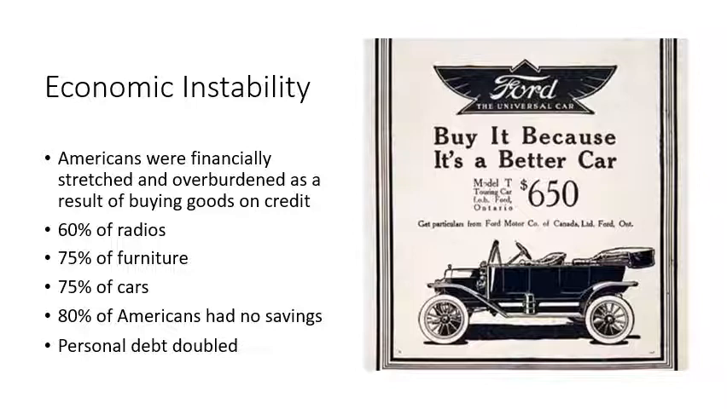So you can see that in the numbers of consumer goods that were bought on credit. 60% of radios were bought on credit, 75% of furniture, 75% of cars. At the same time, 80% of Americans had no savings, and personal debt had doubled over the decade. So they're buying all these goods with the idea of paying it back, but they're not saving any money in the meantime. You can see this really setting up what could happen to the economy if there is a downturn, if there is a crisis.